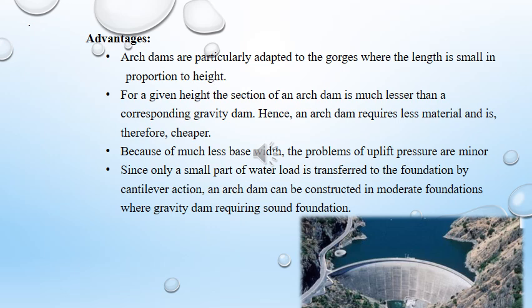In an arch dam the width is less, so the problem of uplift pressure is very small, and since only a smaller part of the water load is transferred to the foundation by cantilever action, arch dams can be constructed on moderate foundation, where gravity dams require sound foundation. So, these are some advantages of arch dams as compared to gravity dams.